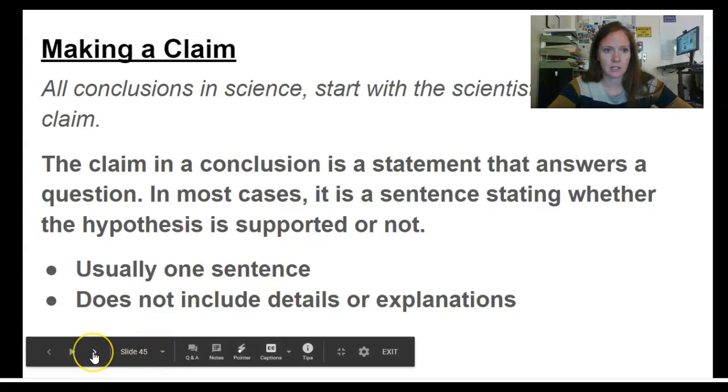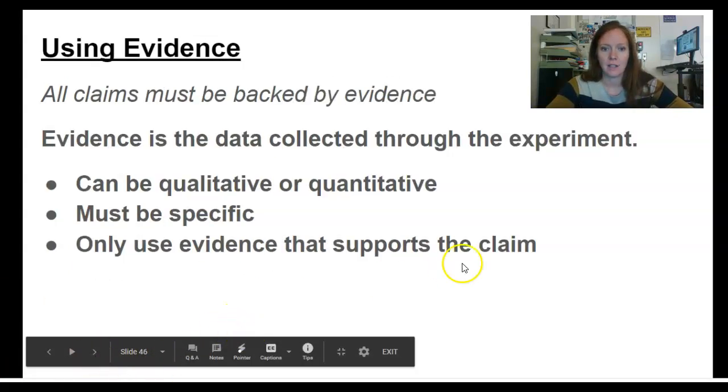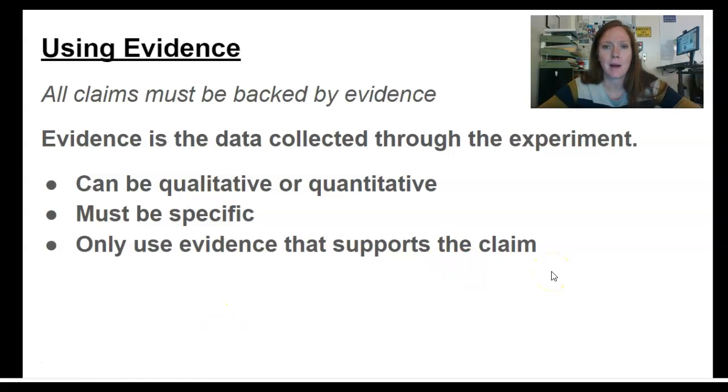Okay, then we start to add the evidence. In order to make that statement, you must back it up with evidence. In science, the evidence that we use is the data that you collected in the experiment. And you can only draw conclusions based on that evidence. You can't say, well, this is what I got, but I think I did something wrong. You must draw your conclusions from your evidence. It can be qualitative or quantitative, but it must be specific.